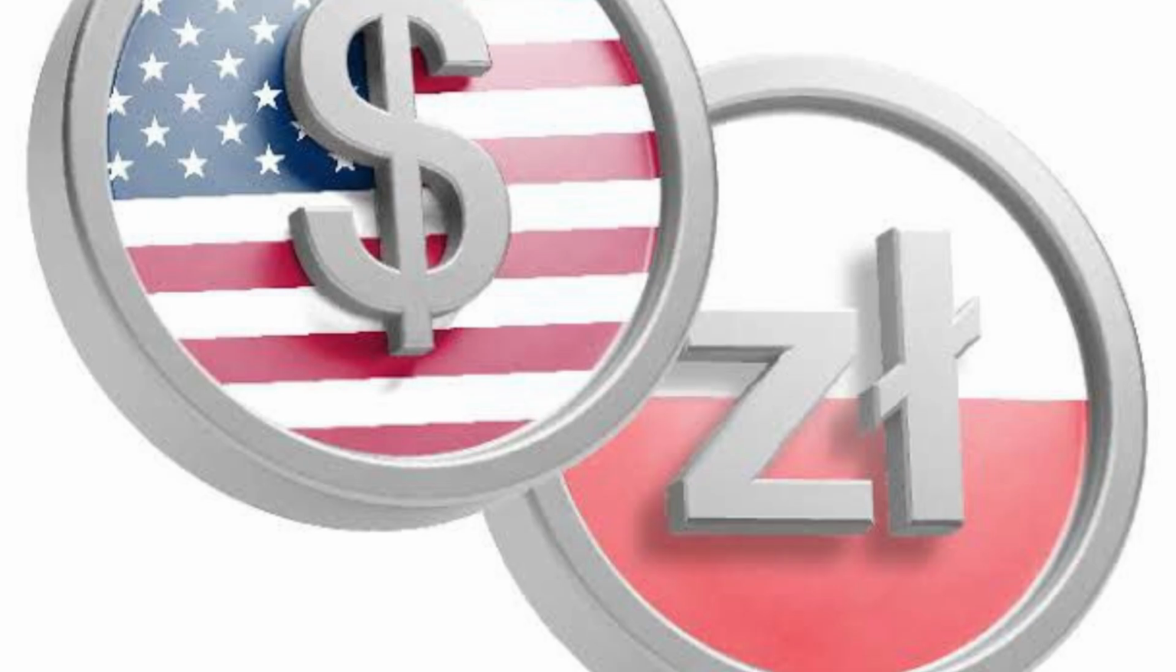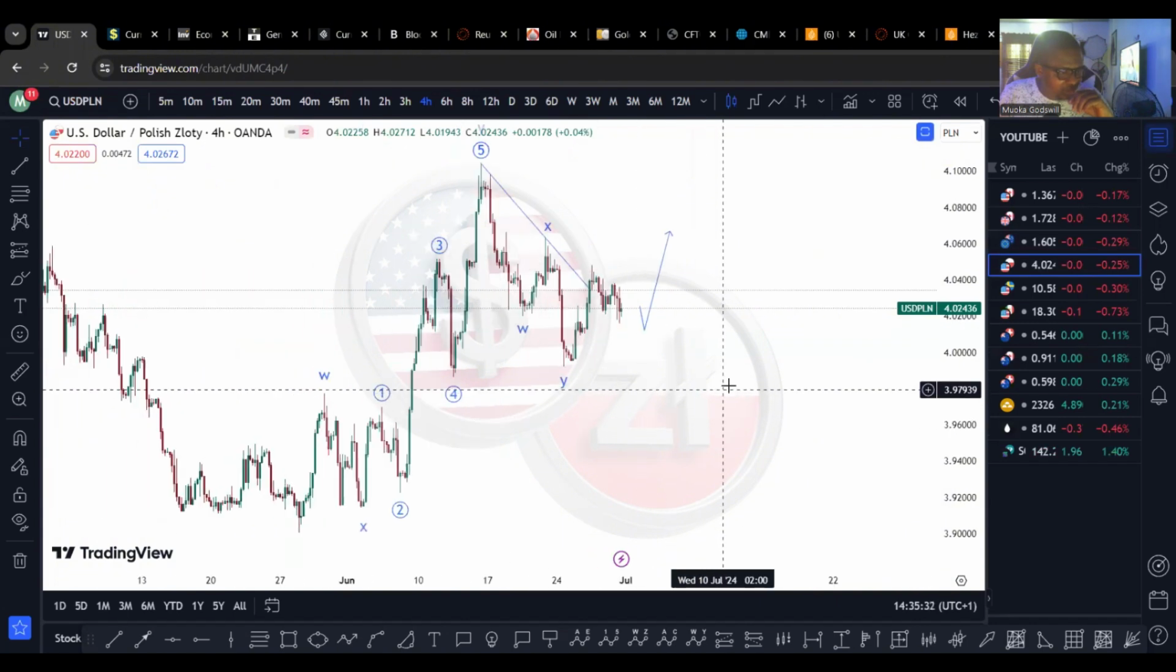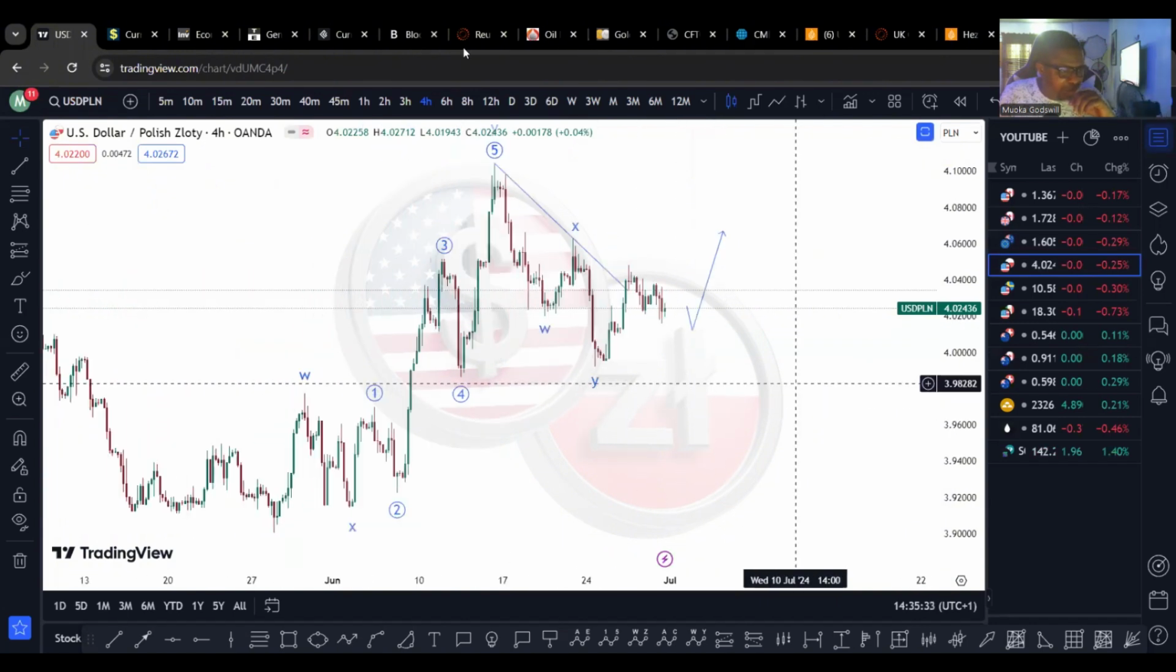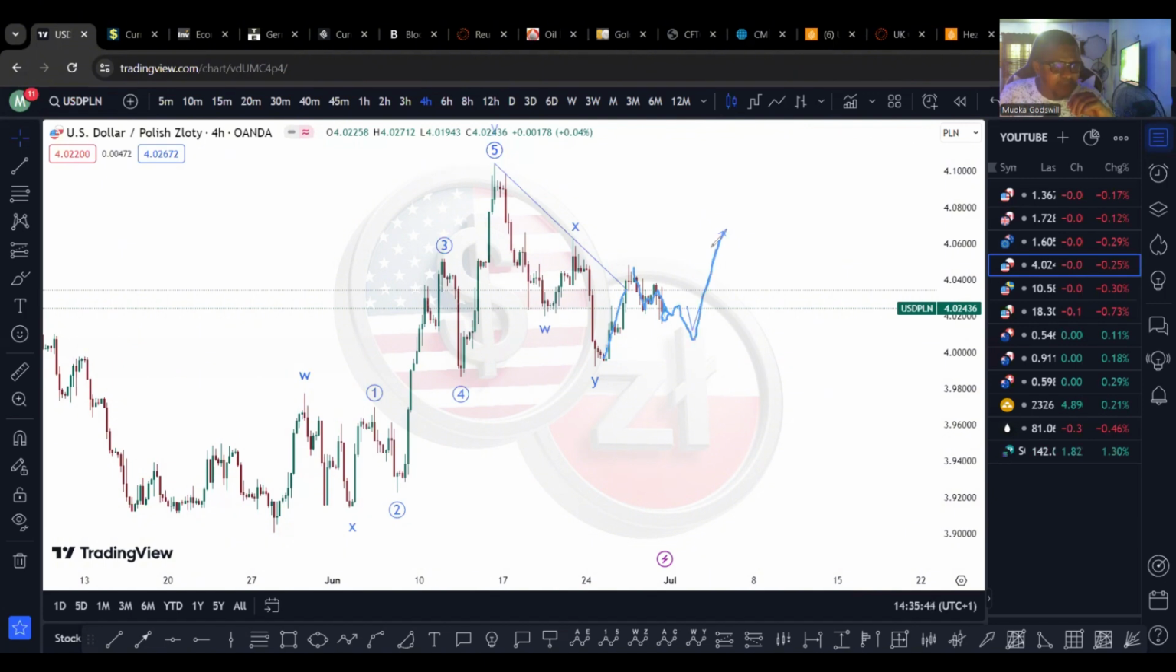USD PLN, we're anticipating price to push to the upside, right? Okay, here we've gotten the first impulse of the next structure. Here, a corrective structure. Price could either move from current levels or maybe give us more pullback like this, and then we can see a push to the upside. So for USD Polish zloty, look for buy setups, right? That is what I'm going to be focusing on for USD PLN, right?